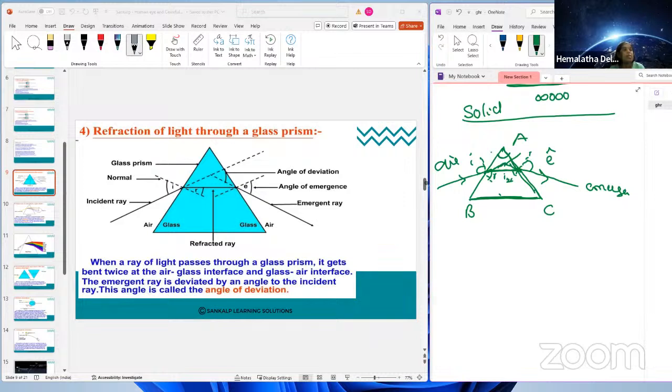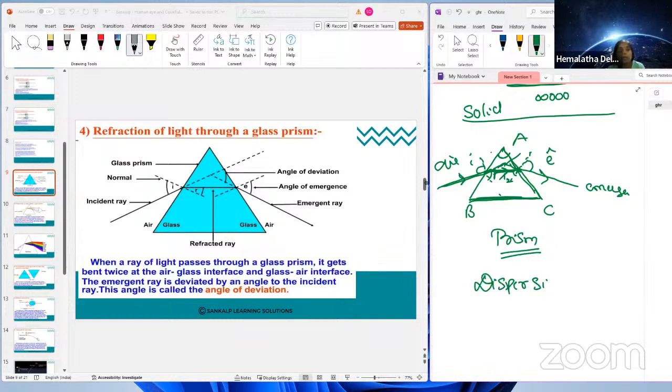Now, the refracted ray inside the prism is parallel to the base of the prism. Once it is bent here at face AB, and once more it bends at face AC, twice it bent. Taking this prism as an example. Why are we taking this prism? Because we are discussing a different phenomenon of light, that is known as dispersion of light.